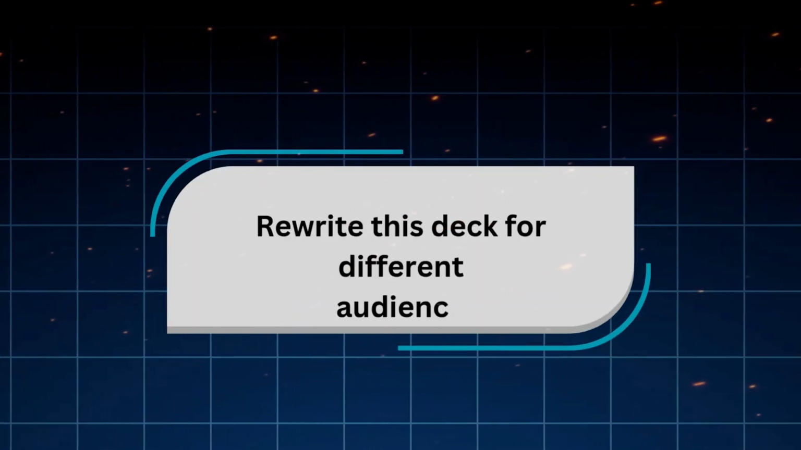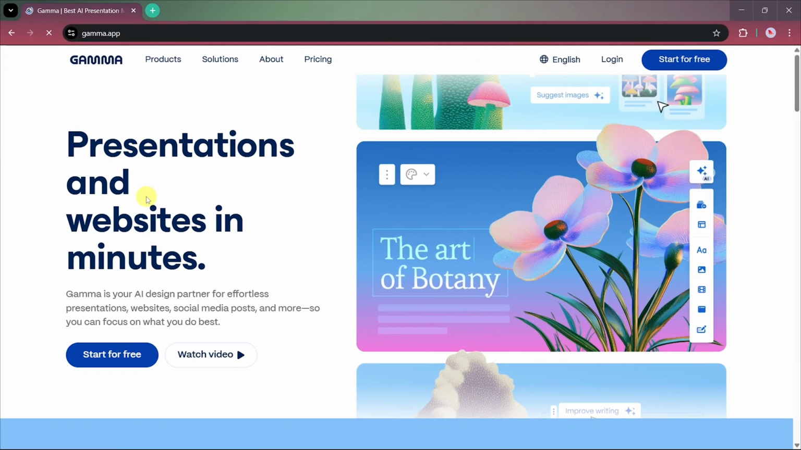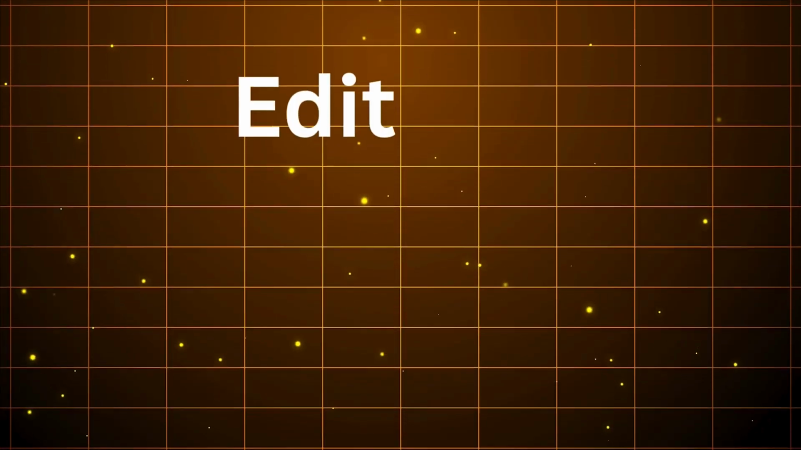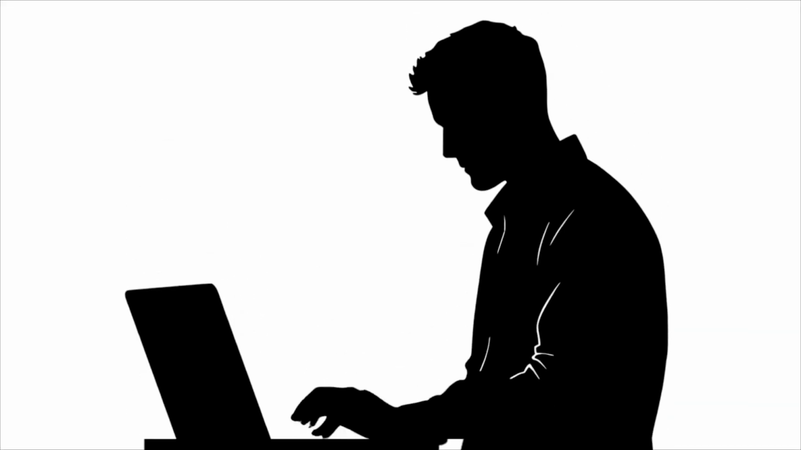Have you ever imagined an AI tool that can create your entire presentation, add bar charts and visuals, or even rewrite your slides for a completely different audience? All through simple prompts? That's exactly what Gamma.app does. With its smart AI agents, you can easily edit, enhance, and customize your presentations without any manual work. In this video, I'll show you how it all works step by step.